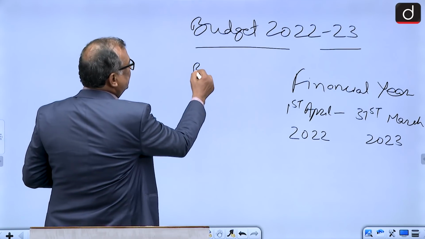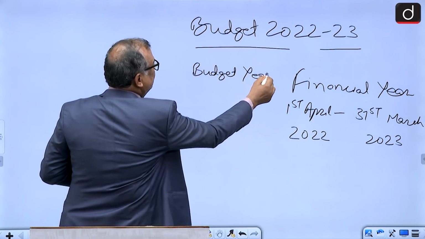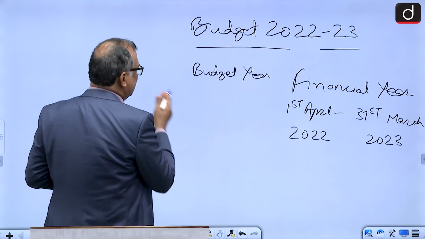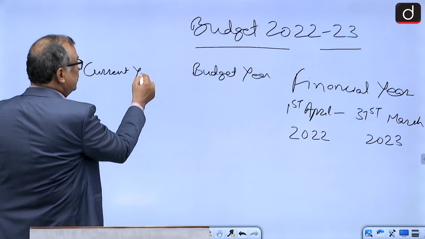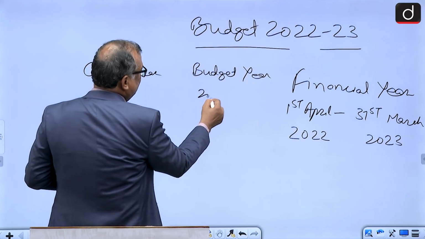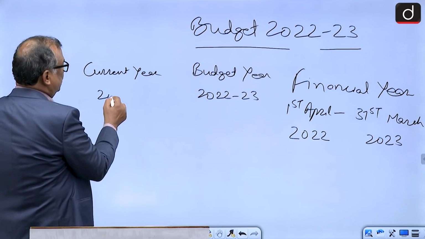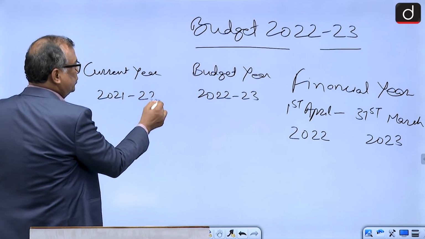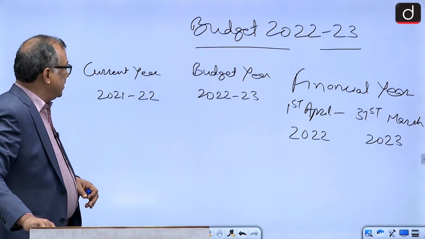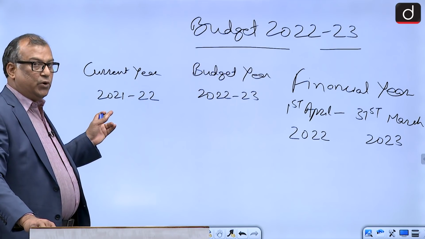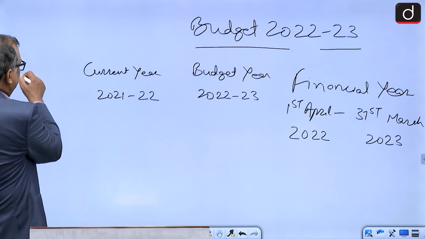So, there are three different years mentioned in the budget. One is called the budget year, that is the year for which the budget is meant. One is called the current year, that is the year which is still going on. So, the budget year is 2022-23, the current year is 2021-22. It will complete on 31st of March this year, that is 22. It started last year on 1st of April 21, and there is another year which is mentioned, that is the previous year.